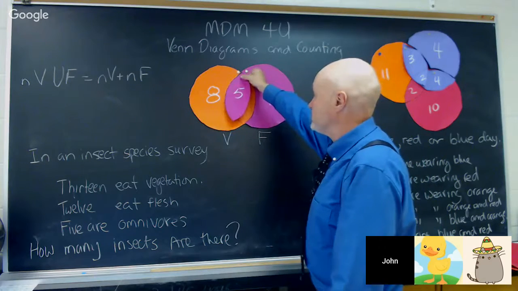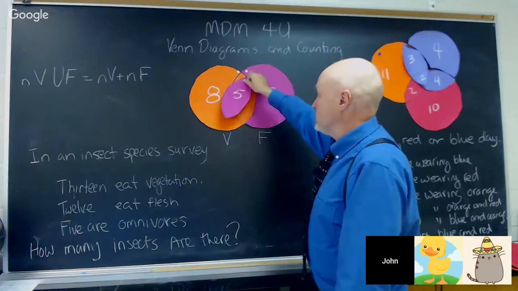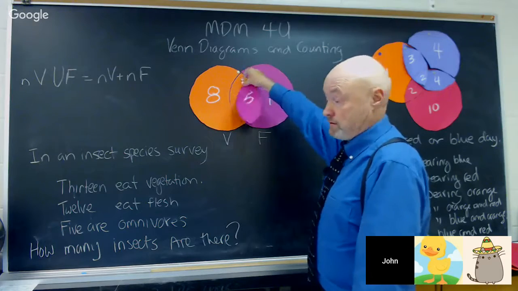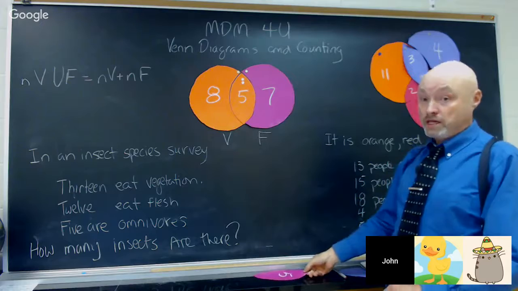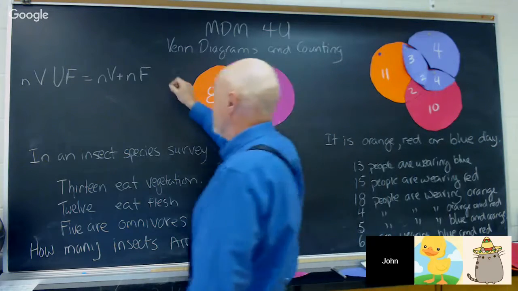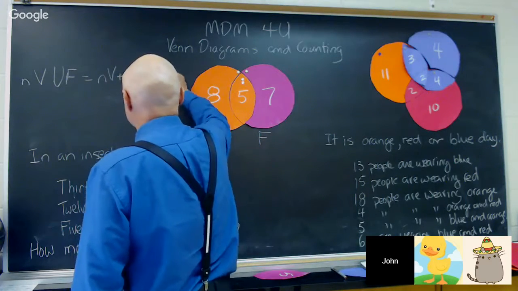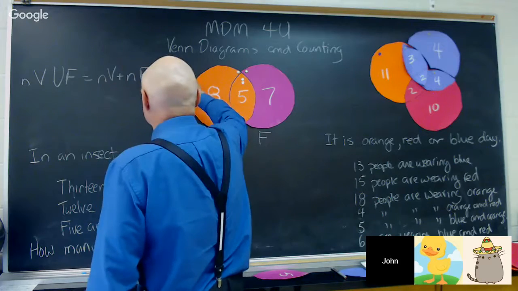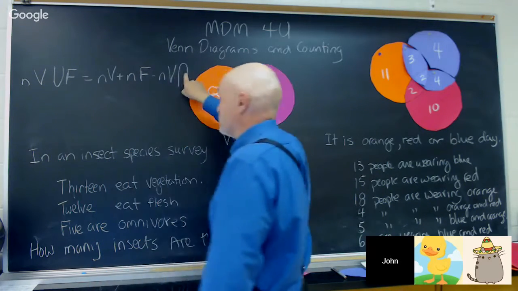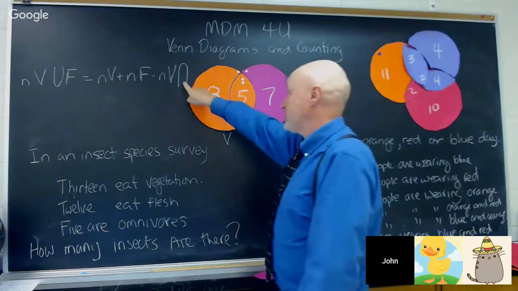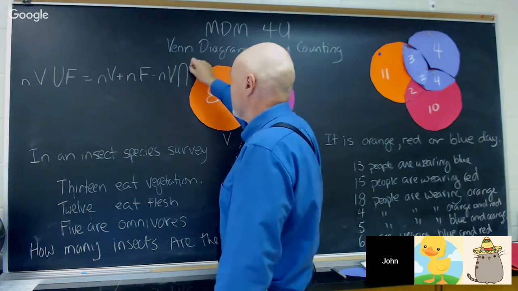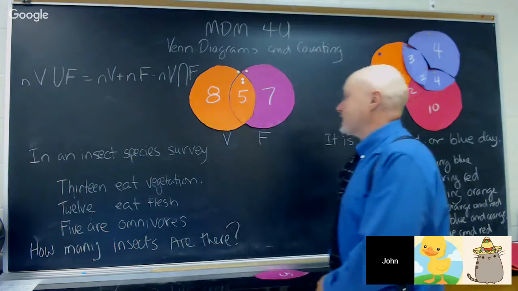And so what we need to do is take away the group that's in the intersection set so that we only count them once. And so we're actually going to subtract the number that's in V, and I show the intersection, or the insects that are in both sets, using this upside down horseshoe. So we're going to subtract 5.